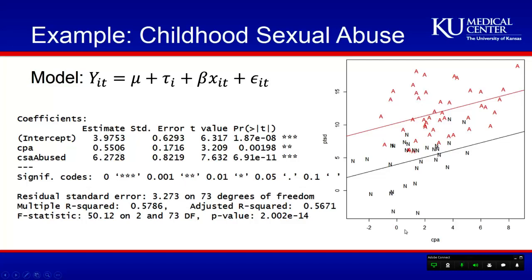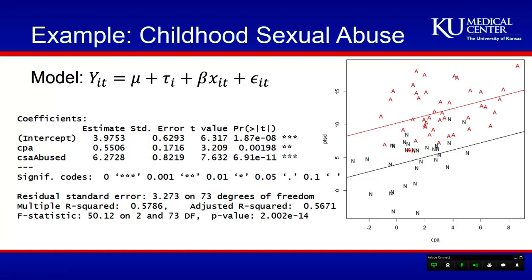So for any two individuals whose childhood physical abuse score differs by, let's say, 1 point, their PTSD levels are expected to differ by 0.55 points on that scale. And then this 6.2728 actually describes the difference in PTSD levels between the control group, the non-abused, and the abused. And notice that this 6.27 difference, which describes, again, the separation between these two lines, is the same regardless of what level of physical abuse those individuals might have encountered.